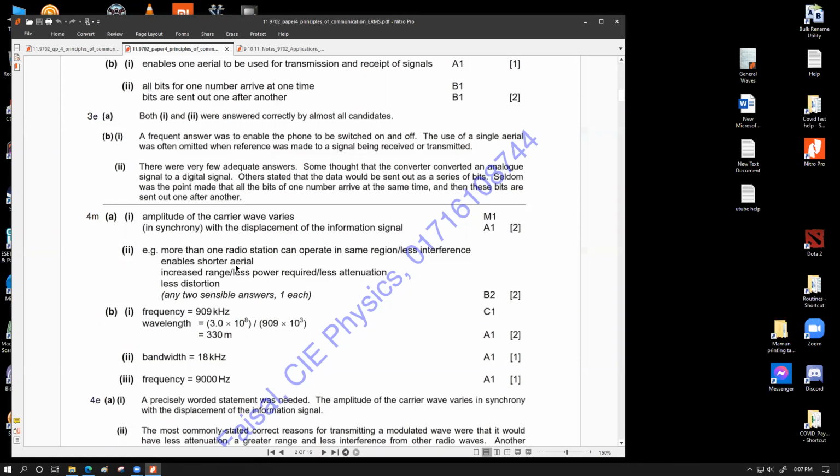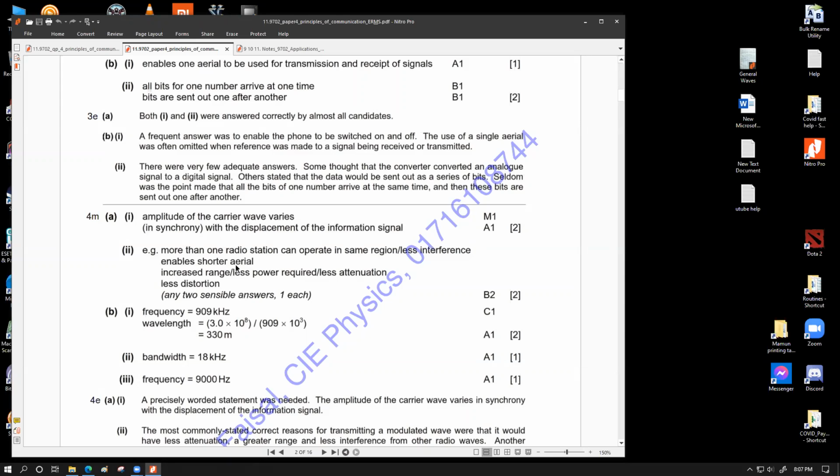Okay. And then we have increased range, or less power required, or less attenuation. This is actually the primary reason I told you that one of the primary advantages of modulation is that we can add the information signal to the high frequency signal, which is a carrier wave, and that enables it to be transferred over really long distances, because that high frequency wave has a much bigger amount of energy, proportional to frequency squared. As a result, we have longer range, and then we can also have less distortion.